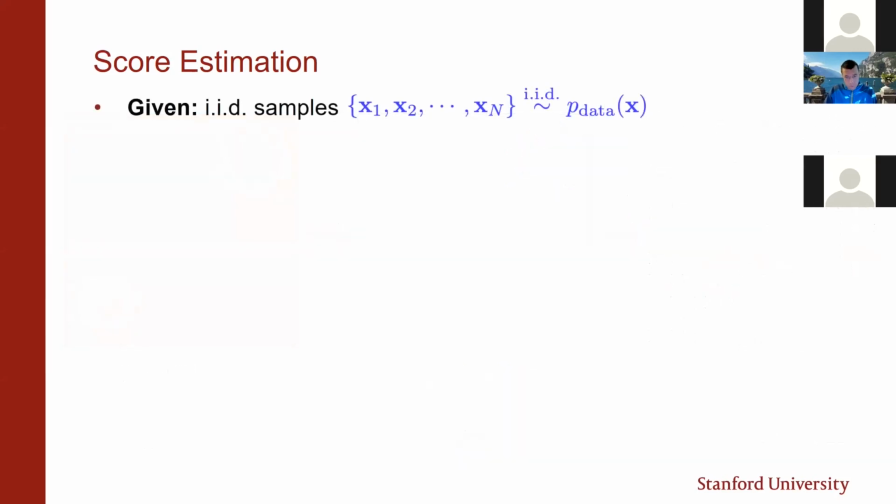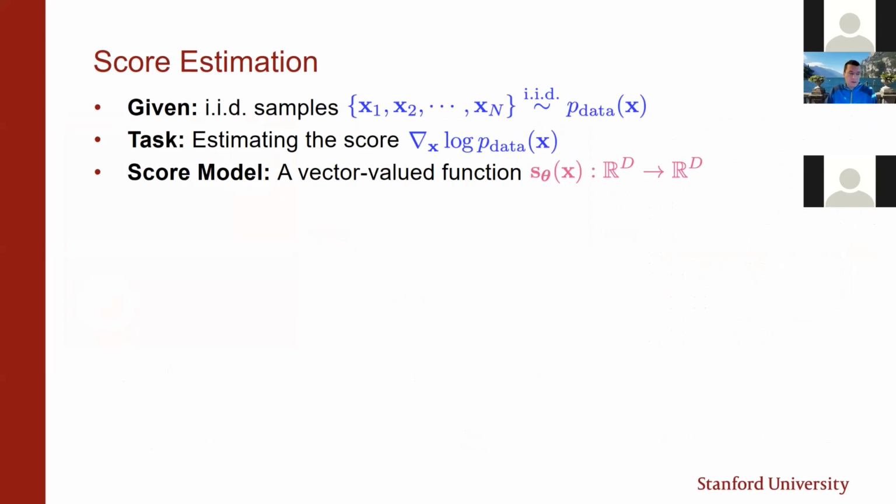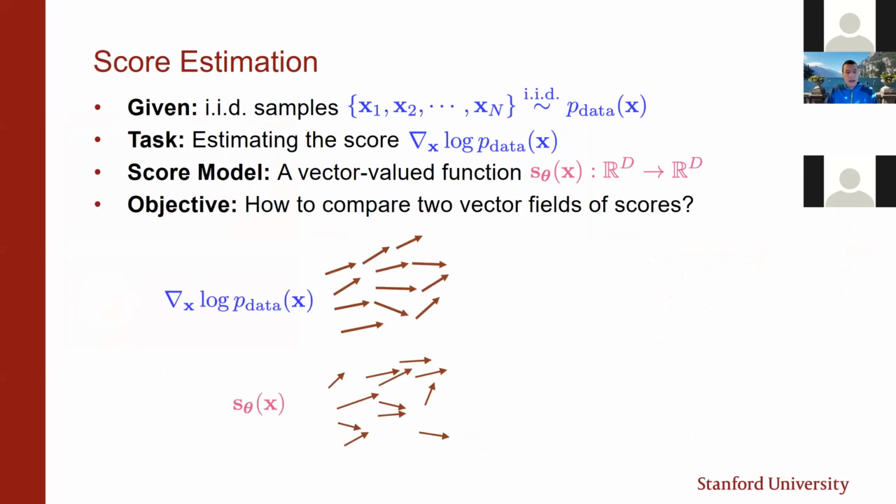And so more formally, this is the problem. We're given a set of IID samples from some unknown data density, P data. And the goal is to estimate its score, the true vector field of scores. To do that, we're going to define a model family, which is a set of vector valued functions that at every point will give us the estimated gradient. The first question is, we need to figure out a performance metric. Given that you have a score model, how do we figure out whether it's any good? Intuitively, it's good if it's a good approximation to the true vector field of scores.